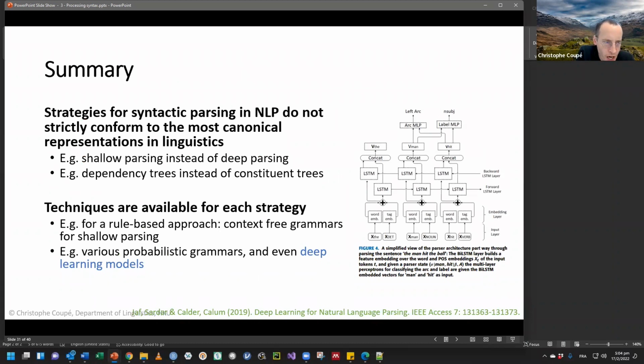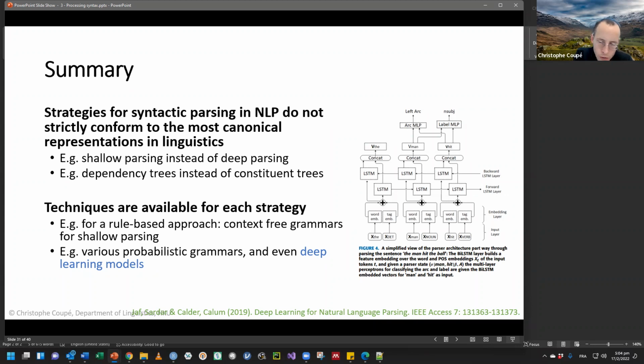So in a nutshell, the strategies for syntactic parsing in natural language processing are not the same as what linguists would do canonically. We use shallow parsing instead of deep parsing. We use dependency trees instead of constituent trees. We prefer simpler approaches. And there are techniques available for each strategy. If it's rule-based, you might use this or that. If you want probabilistic statistical approaches, then you might use probabilistic grammars.